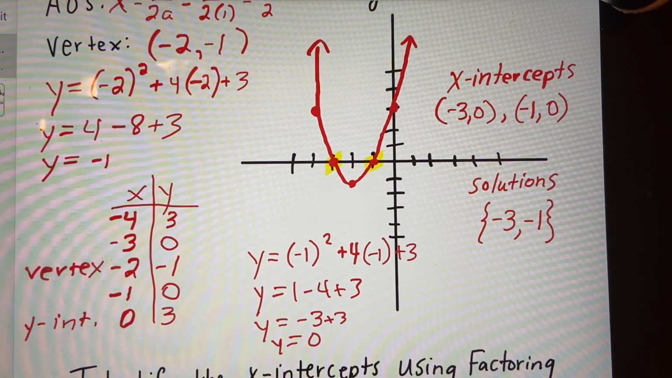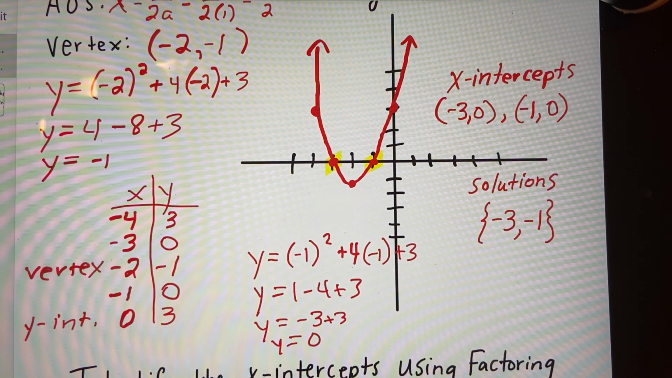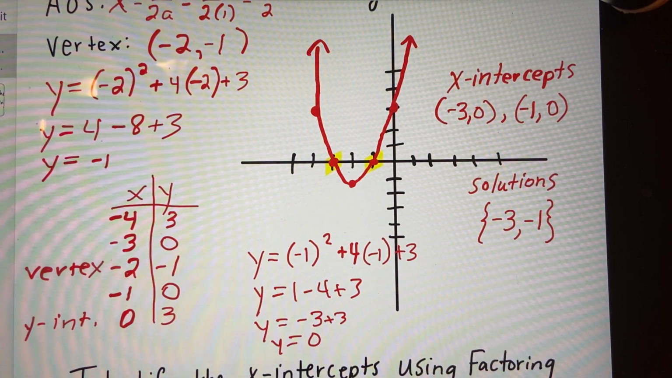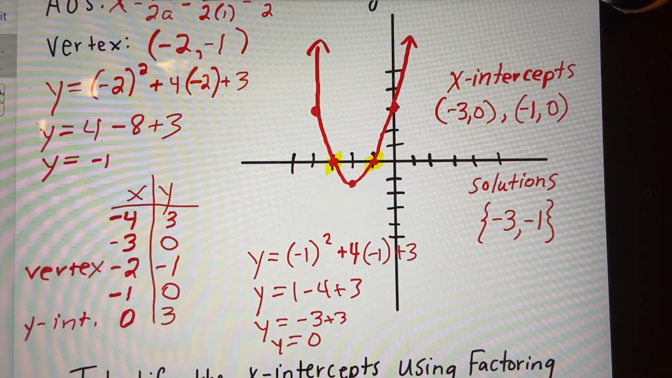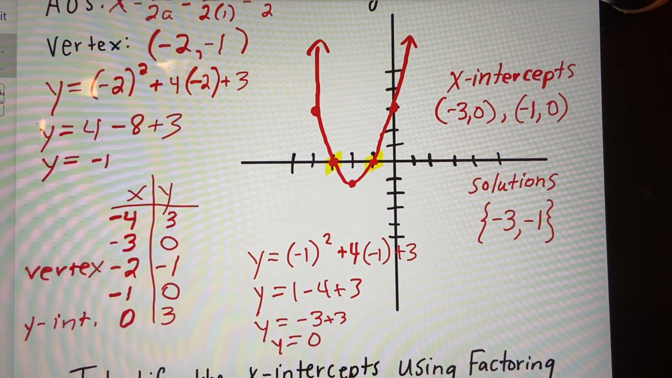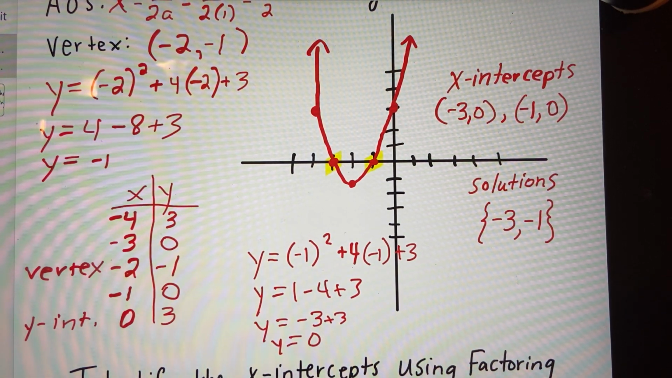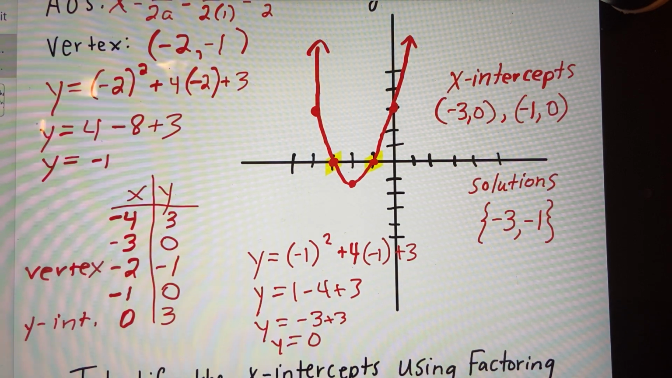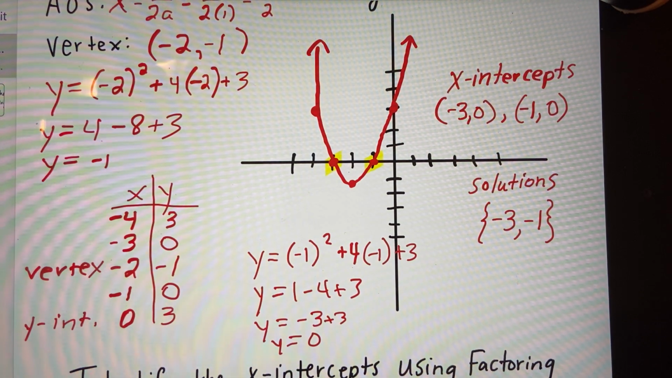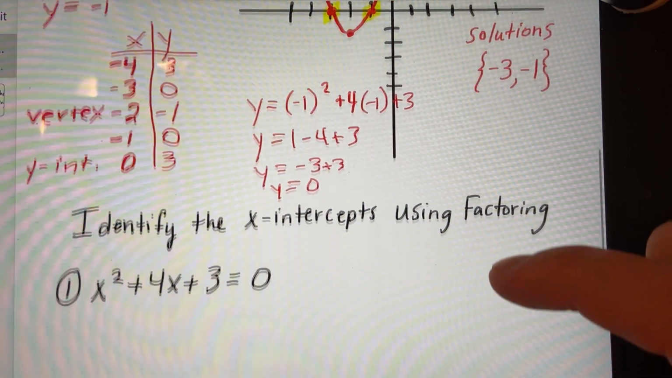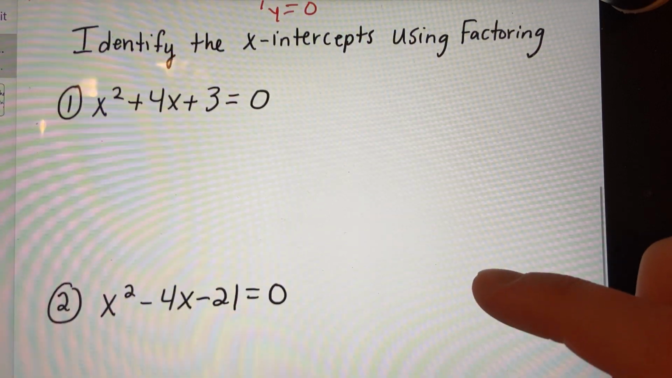Okay, now that just took a really long time to figure out just two little answers. Graphing is a way to solve this problem, to find the solutions, but it's not the most efficient way, because you're not always going to have the time or the space to make a graph. So instead of graphing, we can find the x-intercepts using factoring. We learned about factoring way back in October, I think. So we have learned about this. So identify the x-intercepts using factoring.